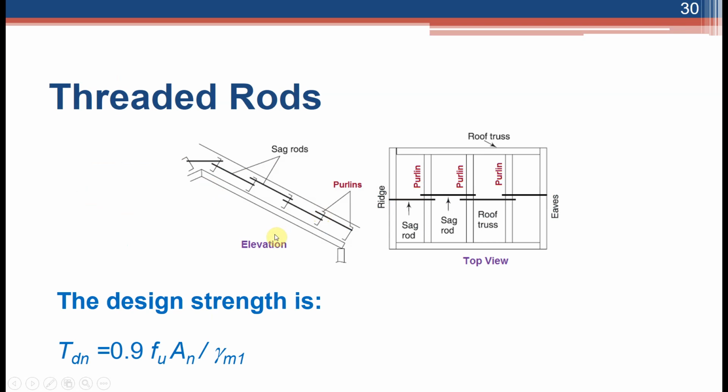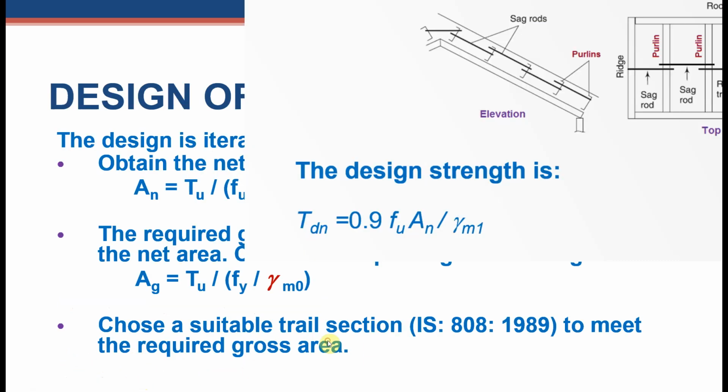Threaded rods. In case of rafters of a pitched roof, all these purlins are connected through their webs by using these sag rods. So these sag rods keep all the purlins intact together, preventing them from sliding down under the action of loads or lifting upwards. Therefore design strength is given by Tdn = 0.9 Fu An / gamma m1.